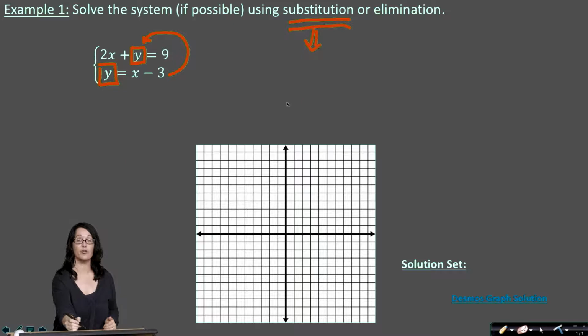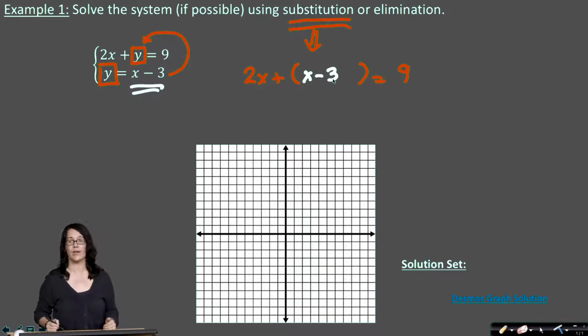I would have a new equation 1. It would be 2 times x plus whatever y should equal, equaling 9. When I replace y with x minus 3 from equation 2, I now have an equation of 2x plus (x minus 3) equals 9. The reason I use those parentheses is because if there was something in front of y, I would need to distribute it to everything in the parentheses.